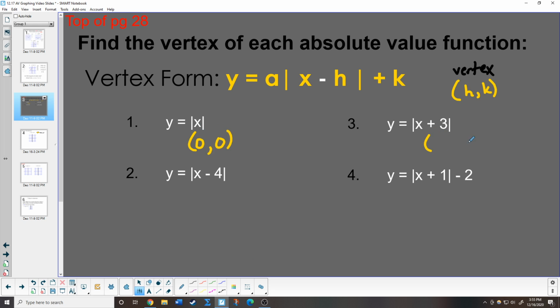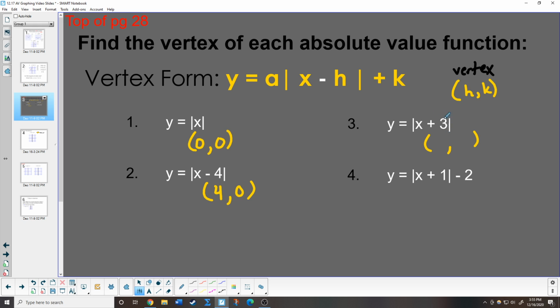Let's try this one out. Now it says that h is our x value. Well, right here, this is plus 3. Oh, I looked at the wrong spot. Let's start down here for number 2 first. All right, so when we're looking inside here for h, well, it says minus 4. So minus 4 was h, so therefore h must be 4. And then there's nothing on the outside, so therefore k is 0. So our vertex is 4, 0 here.